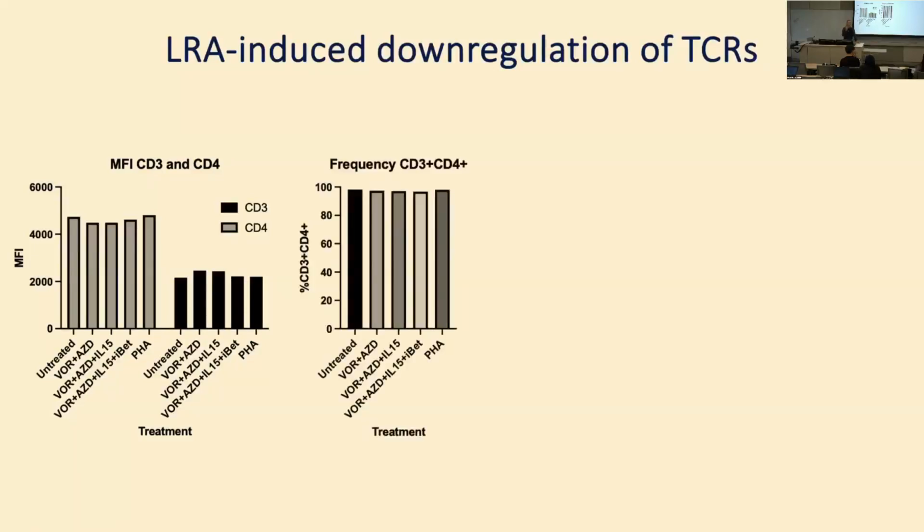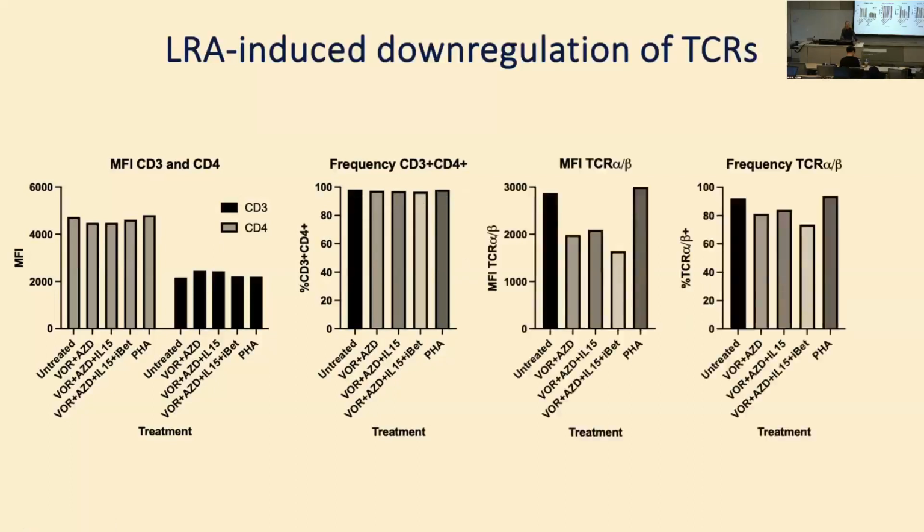And then we said, fine, what is the frequency? This MFI is just the number of receptors on each cell. The frequency is how many cells are present. And we saw that it was identical. So no matter which treatment we use, which is at the bottom, all of our cells are still expressing what they need to express. When we start looking specifically at PCR, you notice downregulation. So this is our untreated cell. And this is PHA, the very first harsh activation as we used previously.